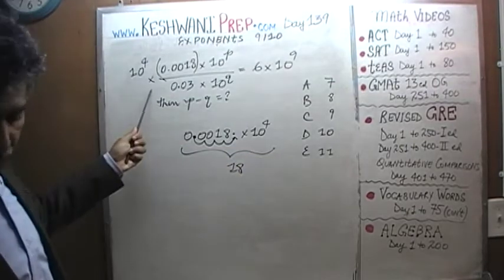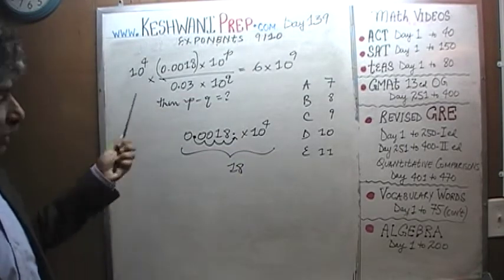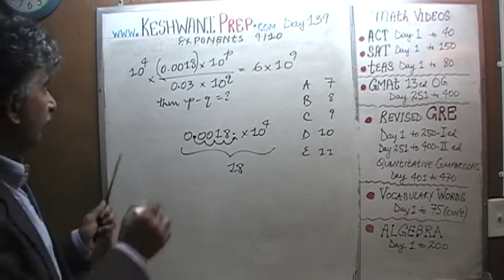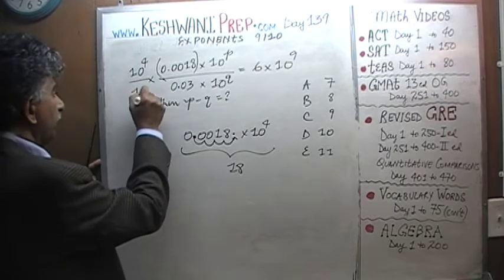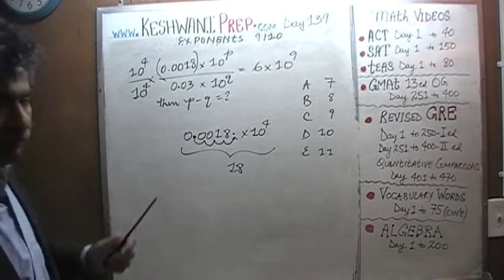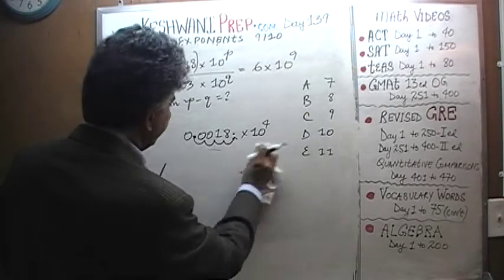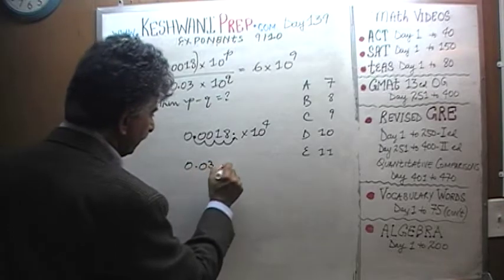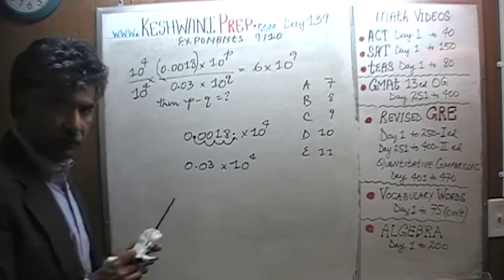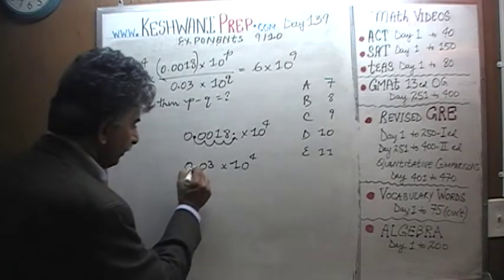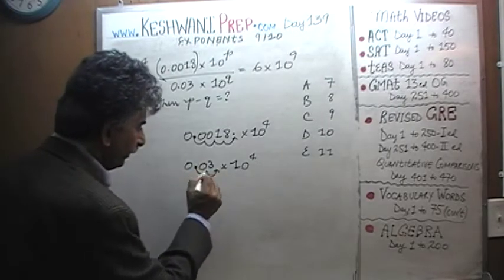But we can't just multiply the top by 10 raised to 4. If we're going to multiply the top quantity by 10 raised to 4, to undo it, to neutralize it, we have to multiply the bottom quantity by 10 raised to 4 as well. So now let's see what 10 raised to 4 times 0.03 is. Here, in order to convert 0.03 into a whole number, we just need to move the decimal place 1, 2 spots. 1, 2, that's it.